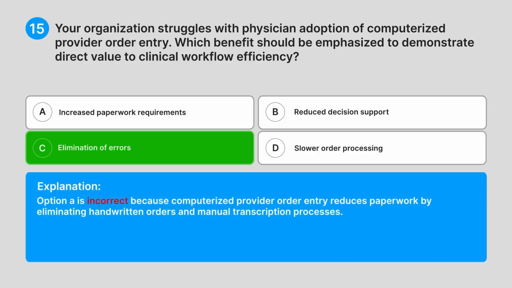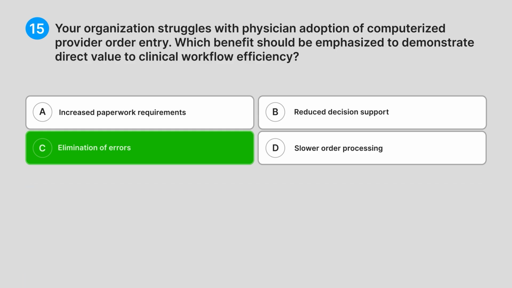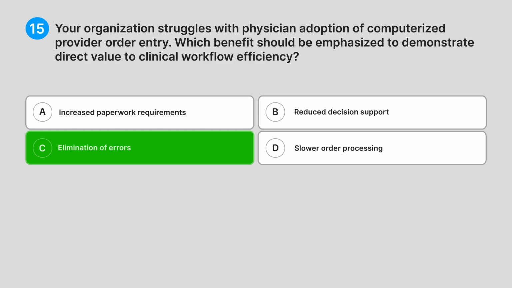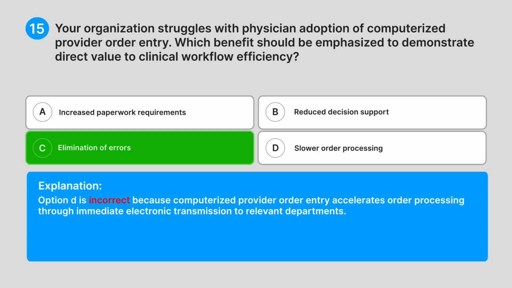Option A is incorrect because computerized provider order entry reduces paperwork by eliminating handwritten orders and manual transcription processes. Option B is incorrect because computerized provider order entry enhances decision support through integrated clinical guidelines and automated safety checks. Option D is incorrect because computerized provider order entry accelerates order processing through immediate electronic transmission to relevant departments.